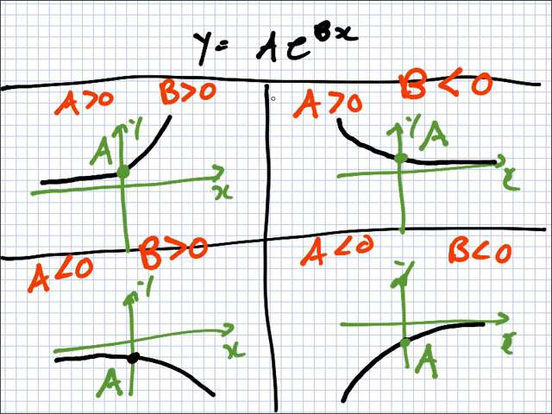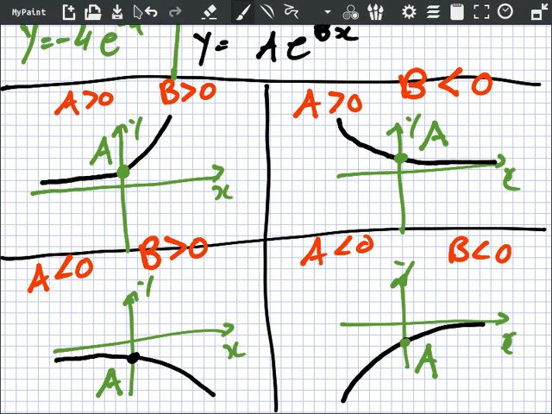For those people who have it, what I'm going to do in a moment, if you want to try it, is this one. I just want you to sketch, including the point on the y-axis, y equals minus 4e to the minus x. You give me a quick sketch of that, and then I'll draw it for you.